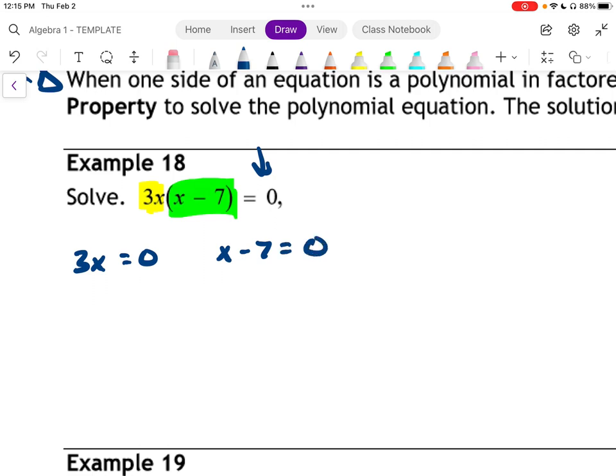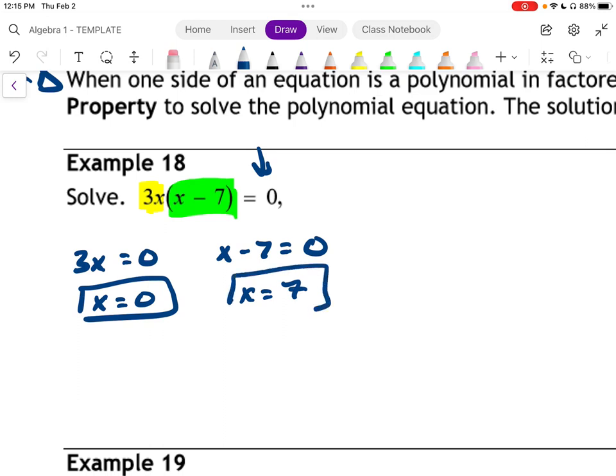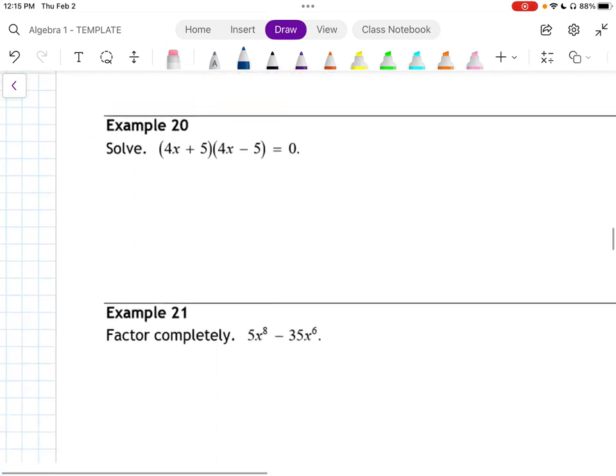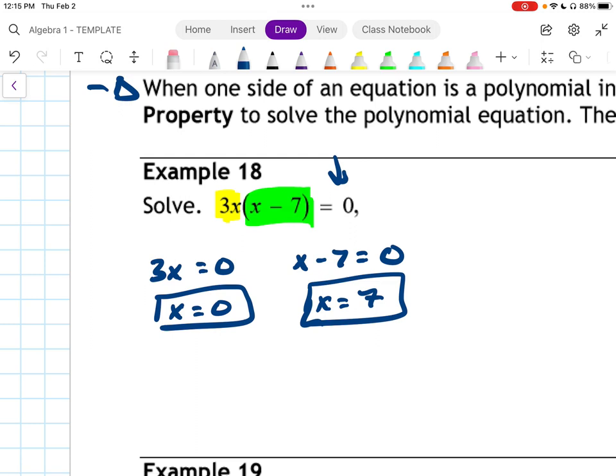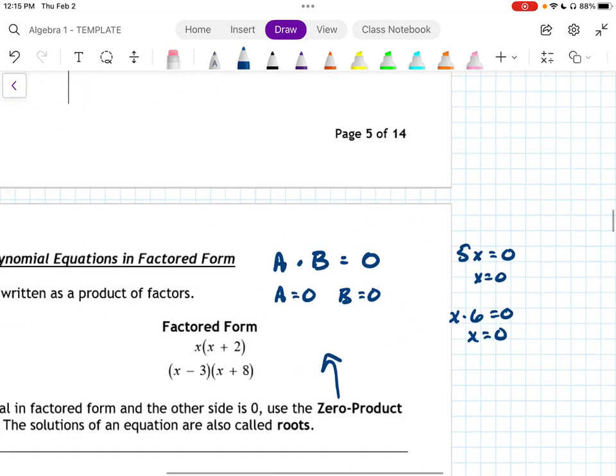On the left, that should be easy to solve and get x equals 0. On the right, that's also pretty easy. We add the 7 and we get x equals 7. All right, that's as difficult as that gets. Later on, they're a little bit more extensive, but really not that crazy. That's it. We take the left side and set it equal to 0, the right side equal to 0, and we're done.